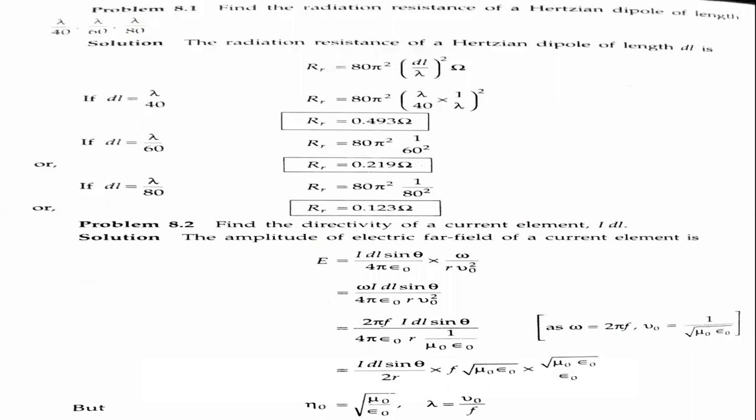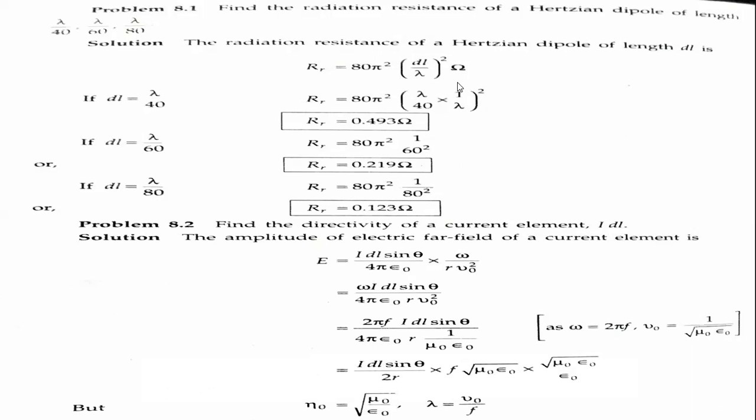0.219 ohm. Again, in the third case, if you are going to change the differential length, that is nothing but lambda by 80. So that lambda by 80 is what we are changing in place of the dl. So again the dl will be lambda by 80.